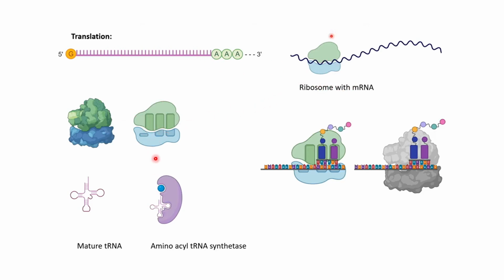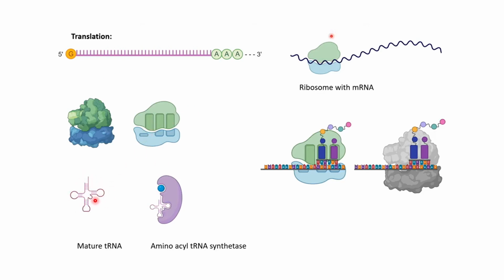So there are basically two RNA molecules involved, rRNA as well as tRNA. rRNA is ribosomal RNA, and it helps in the binding. It binds to the mRNA and helps in the recruitment of the tRNA.